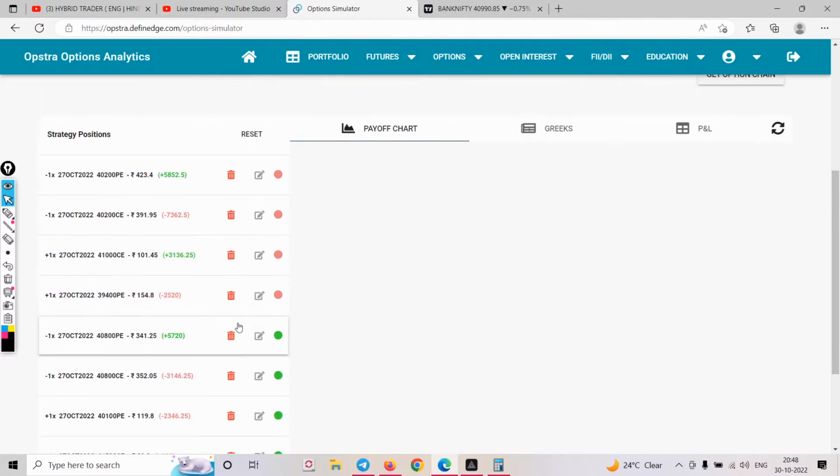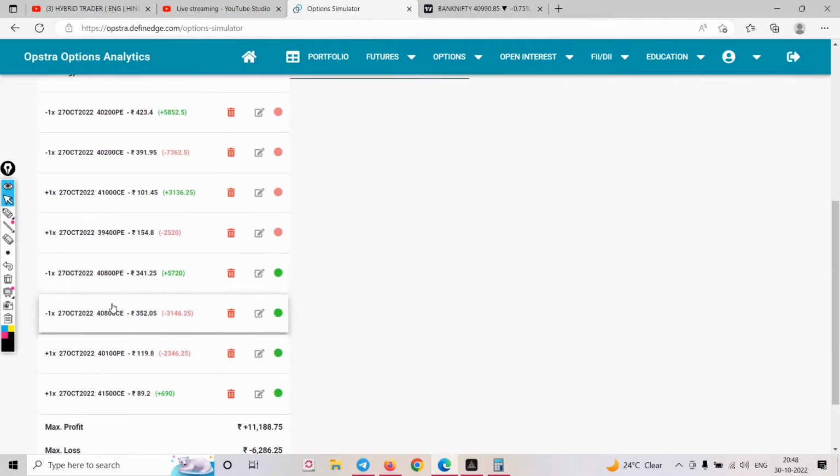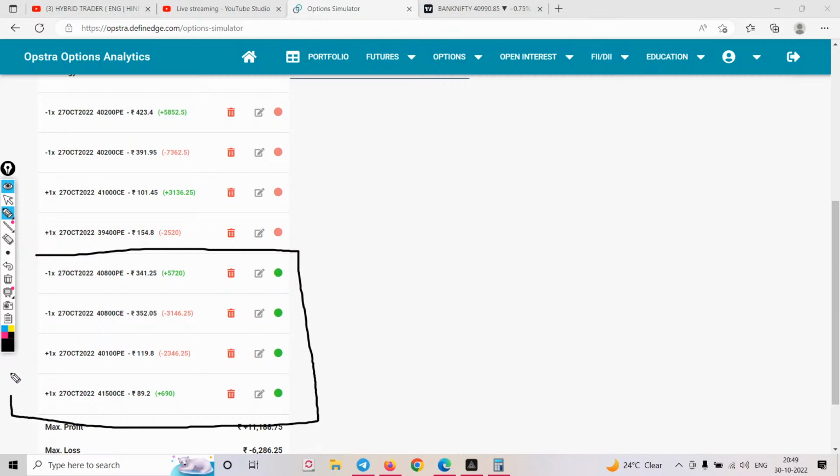Check all the legs. This is a great test for everyone, friends. Seriously, I'm telling. Loss making is fine, but where does your market stand? This is your iron fly. I'm again highlighting, this is your new iron fly. These two are your sold positions, 40,800, 40,800. So what is the spread we have?